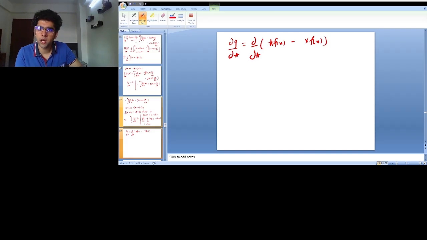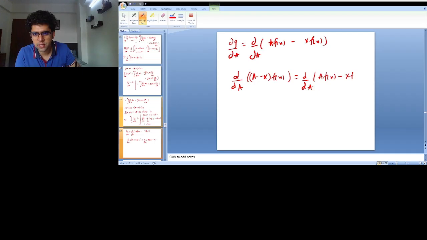And I need to find the partial derivative. So I don't need to find f dash a and the whole expression del f by del a, right? In the normal course, if we needed to find d by dA of this whole function, I'm just showing you the difference between del and d, right? So this becomes a f(x) minus x f(x), right?